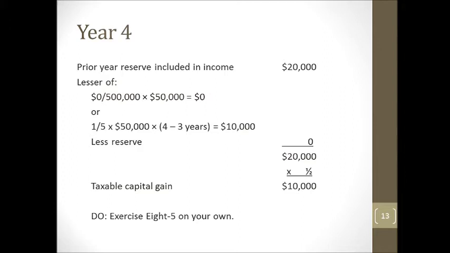Let's go to the next slide now and look at year 4, the year in which the remaining proceeds are collected. After we add back last year's reserve of $20,000, we work through the lesser of calculation. In the first calculation, because there are no more proceeds outstanding, no reserve would be available. Therefore, the remaining 40% of the total capital gain, that being $20,000, is included in income. Again, only 50% is taxable, resulting in a taxable capital gain of $10,000 in year 4.